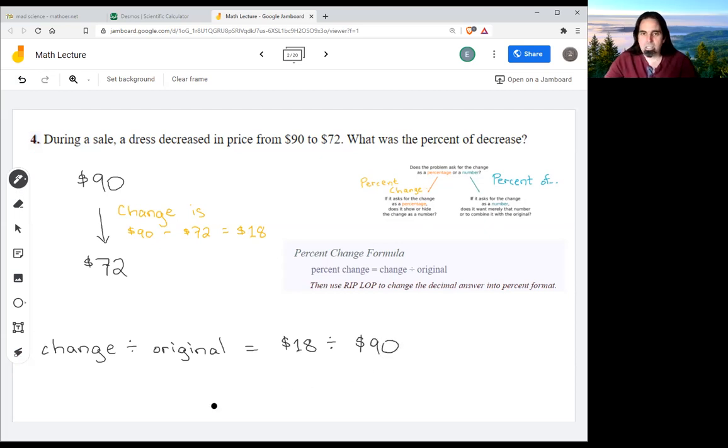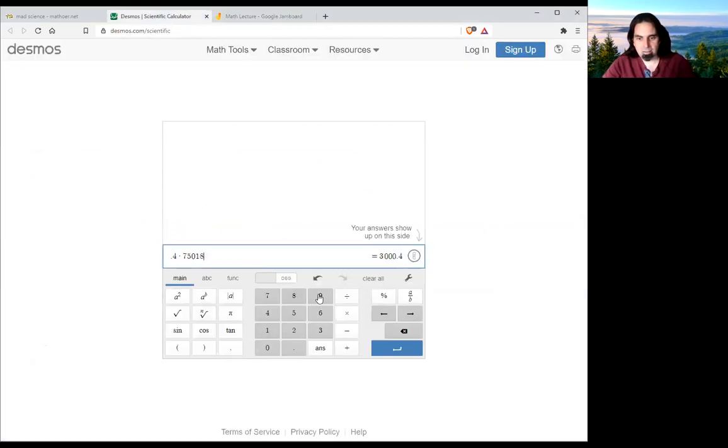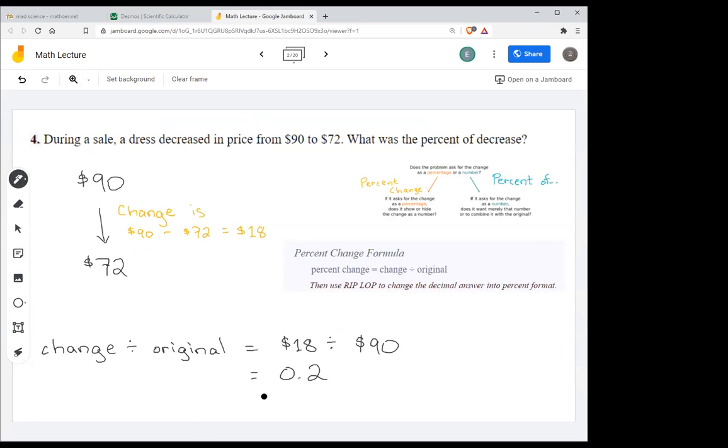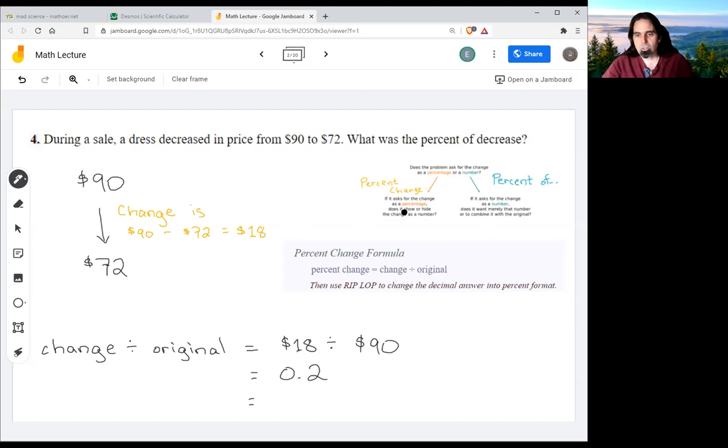Okay, so what is 18 divided by 90? Whoops, I didn't clear it. Here, and I get 0.2. This calculator likes division to look like fractions. Okay, well, 0.2 is a nice number, but I'm not done. What else needs to happen? Do you move the decimal? Yeah, it wants a percent. So I need to take this and change it into percent.